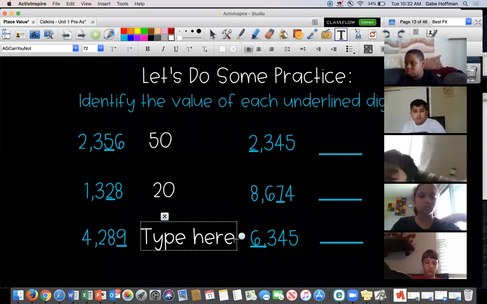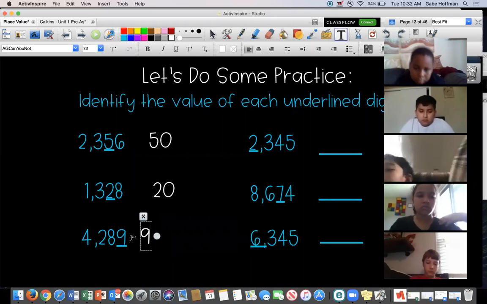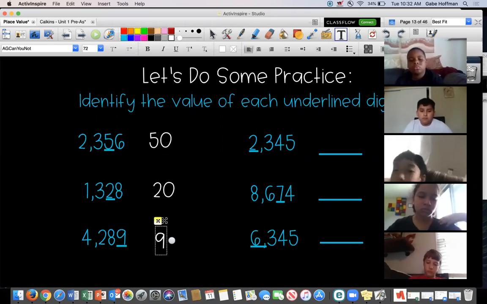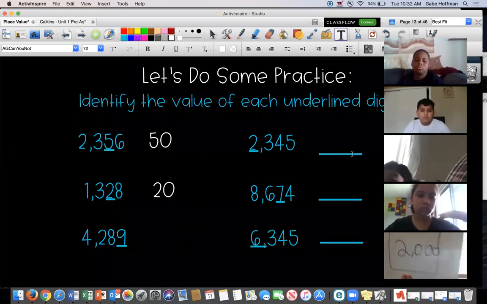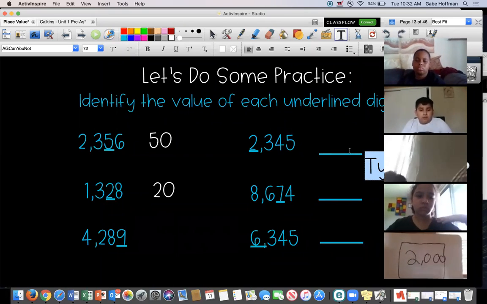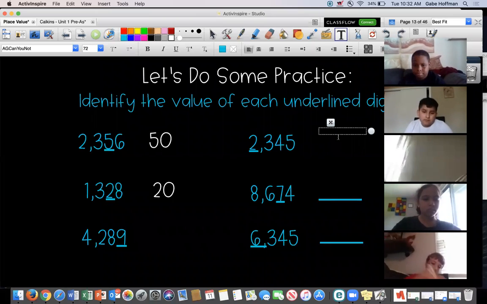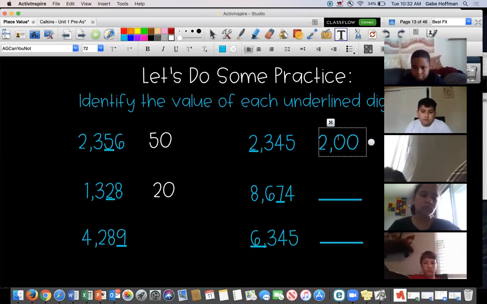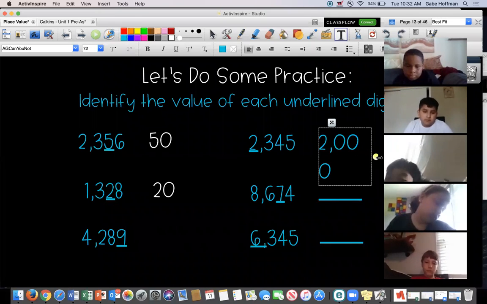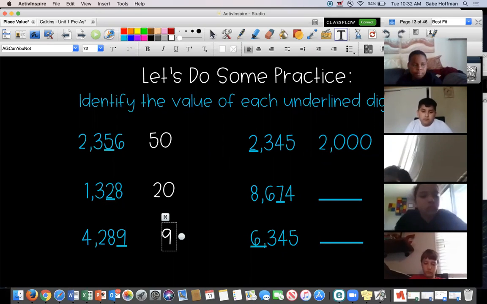Very good. CJ, you've been writing stuff on your whiteboard, so we'll let you do the next one. Looking at the 2 right here that's underlined, what is that 2 worth? Very good. CJ wrote on his whiteboard, it is worth 2,000 because it is in the thousands place.